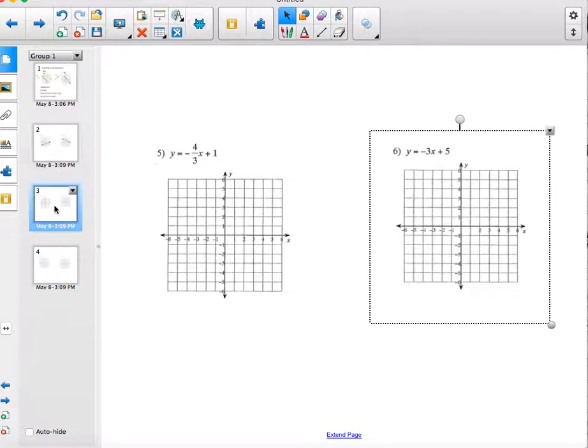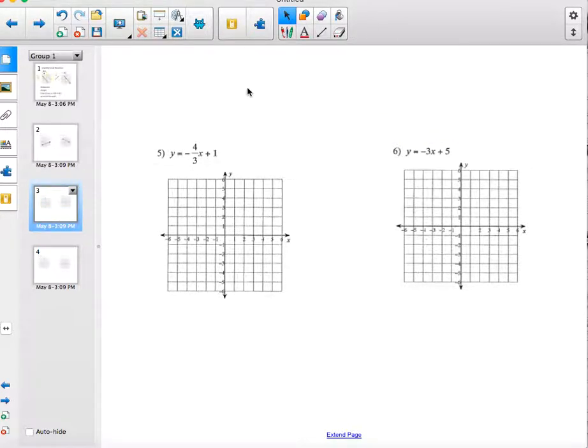Moving on to the next 2. Number 5, you should be able to do on your own. I'll go ahead and graph the answer to that in a minute. I want to talk about number 6. What do you notice that's different about number 6?